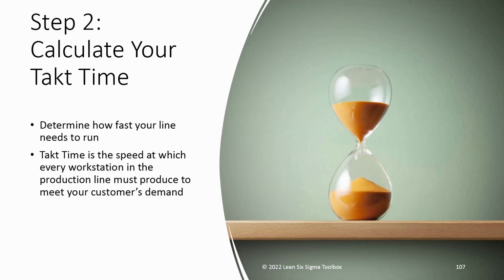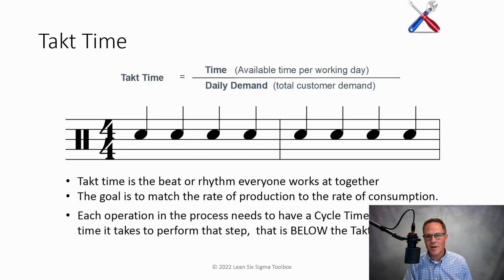So our takt time is a calculation of how many minutes per unit it should take us to produce our units. You can think of takt time as the speed that every workstation and every operator must go to perform their work to get it done on time based on the customer's demand. The equation for takt time is the time available to produce the parts divided by the number of parts the customer has ordered, or the demand for the parts.